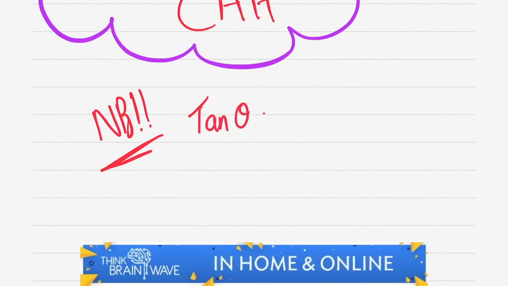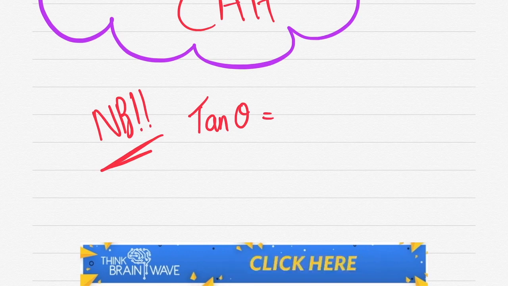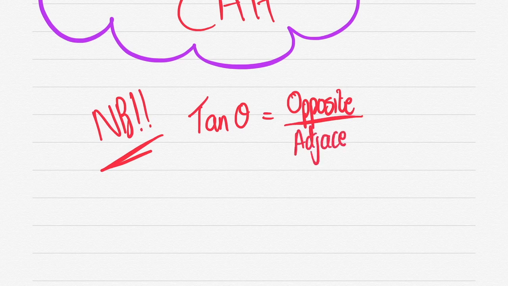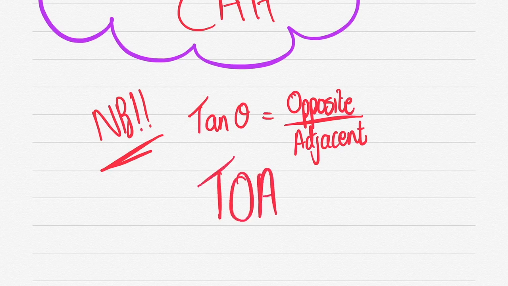Tan theta is Sohcahtoa, which is opposite over adjacent. So you write tan theta equals opposite over adjacent. Right, there we go. Toa, T-O-A, opposite over adjacent. Very, very important. We've got 3 of them done now, so it's very cool.